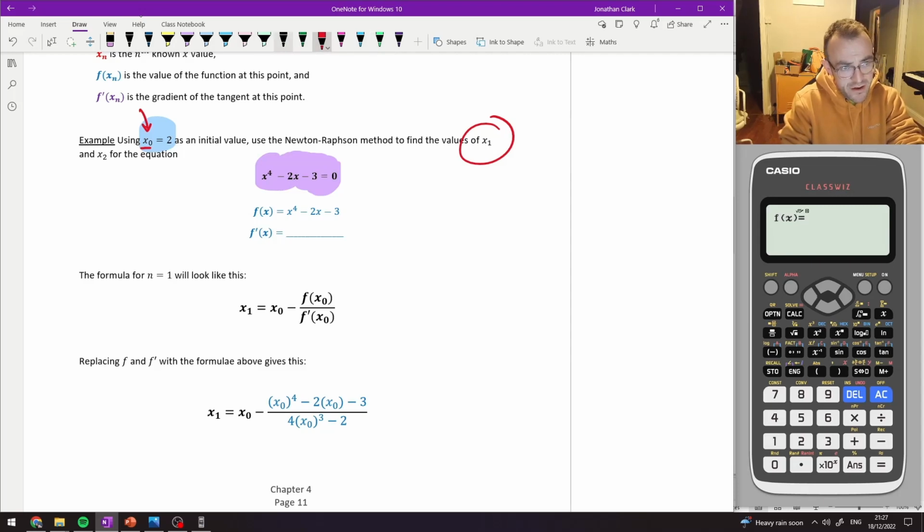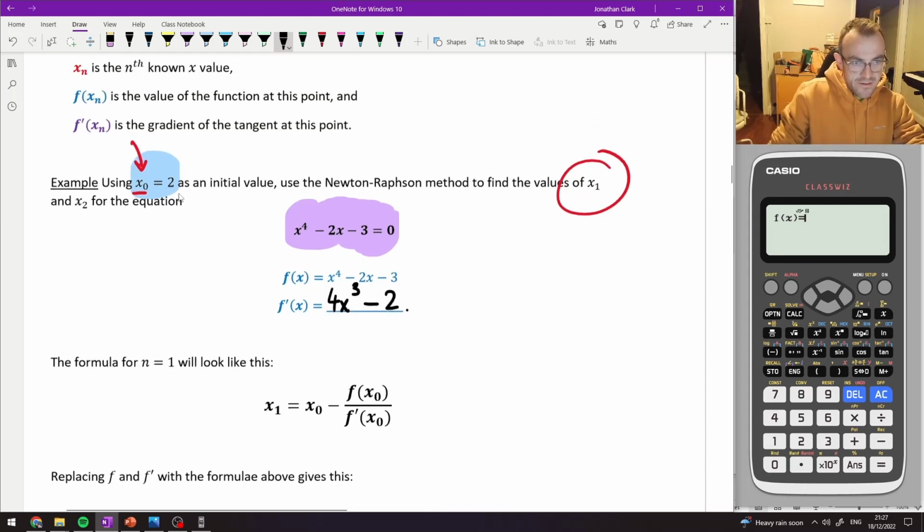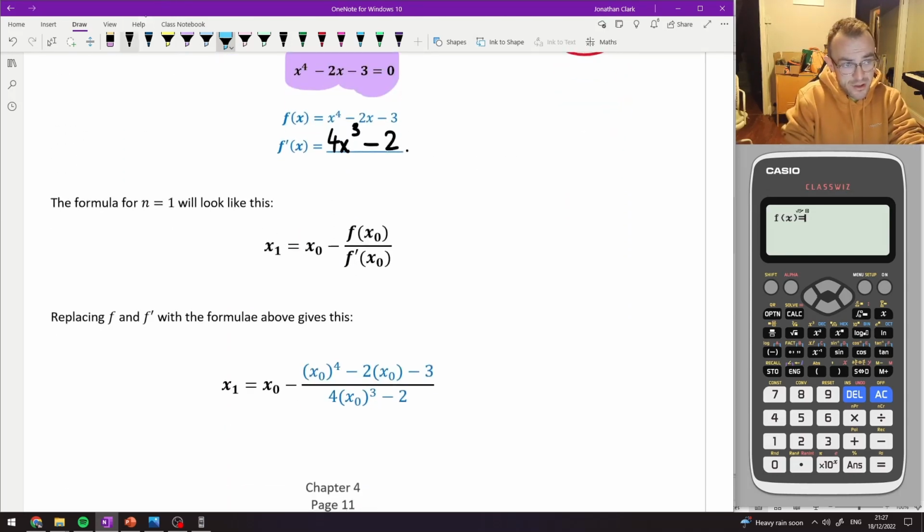So as part of our calculation, we're going to need to differentiate the curve. If I differentiate this, I am going to get 4x cubed take away 2. Great. And if I take that Newton-Raphson formula, I'm going to use n is 0, I suppose, initially. So imagine n is 0 going into all of this. And if 0 goes here, it's going to work out as x subscript 1. And I get this here.